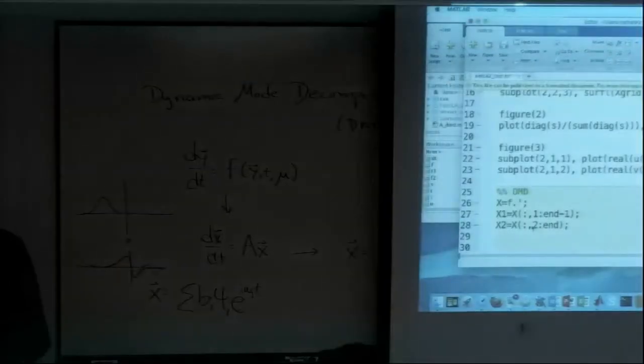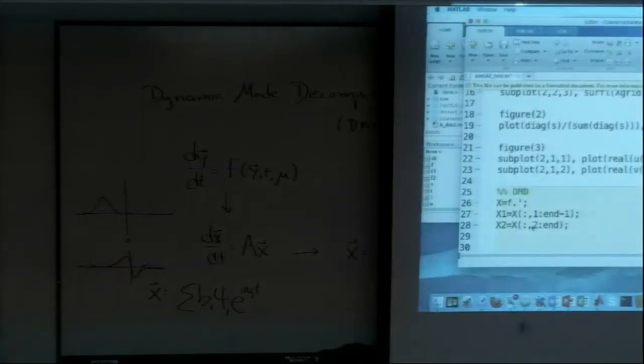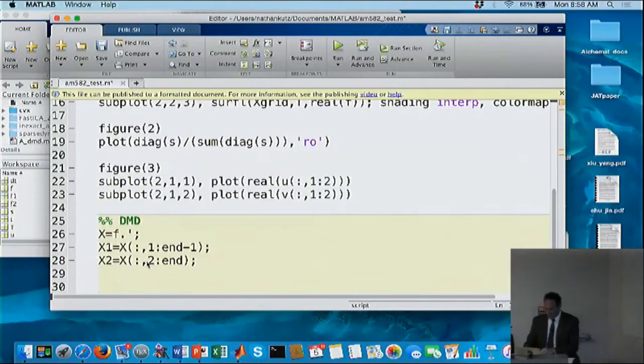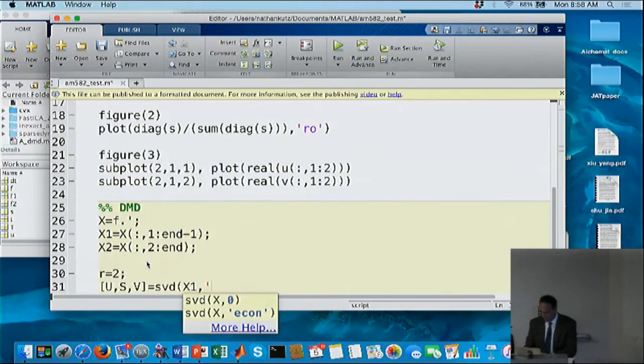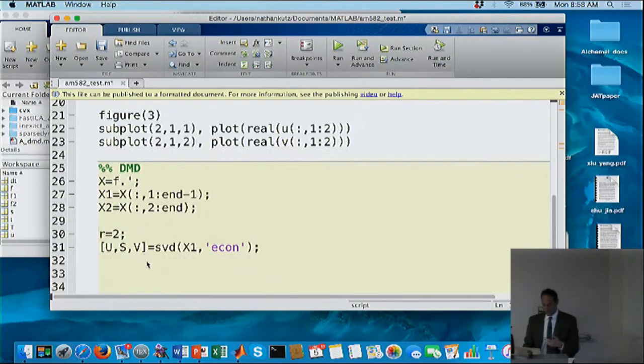Okay, so there we go. And remember, that's step 1, and now we're going to go ahead and rank truncate this. So the algorithm, we're going to do a 2-rank truncation. We're going to say U S V is equal to SVD of x1 econ. This is step 1 of the DMD algorithm: do the SVD. We went through the algorithm in class on Friday, and that was the first step.